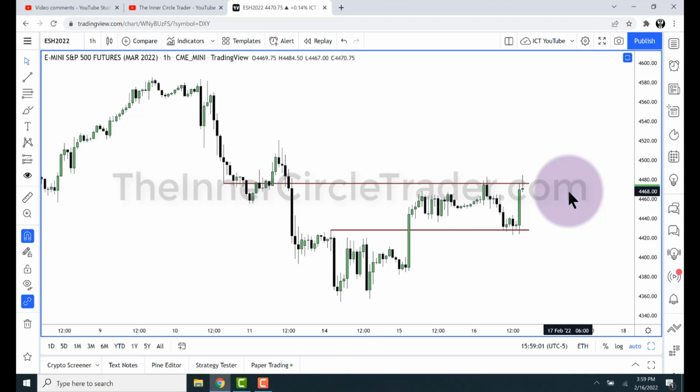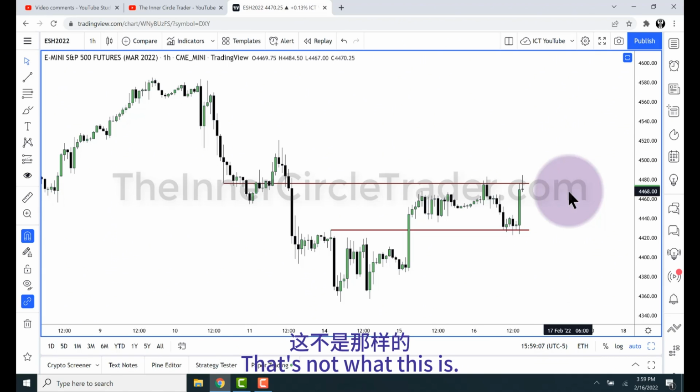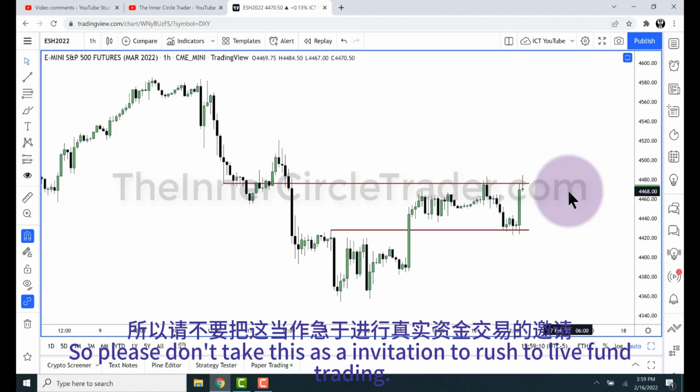But I don't want to convince you to trade with live funds. I don't want that. That's not what this is. So please don't take this as an invitation to rush to live fund trading.